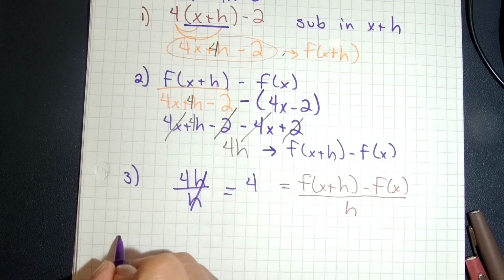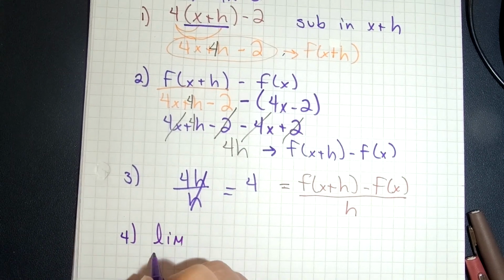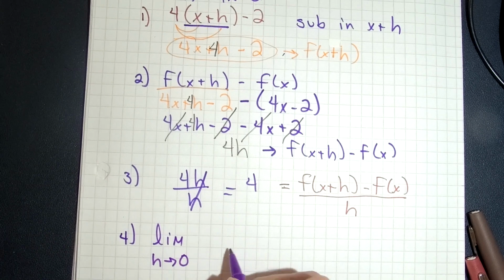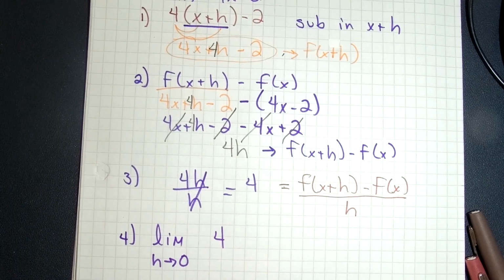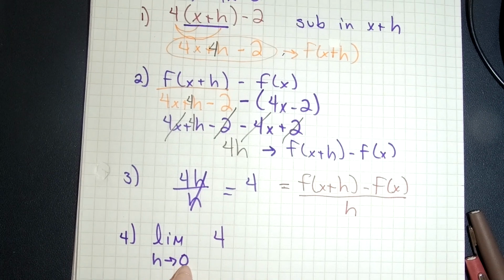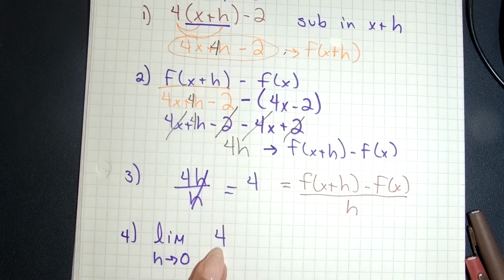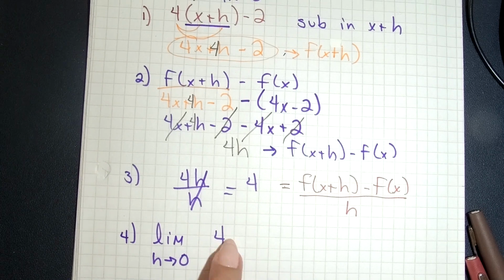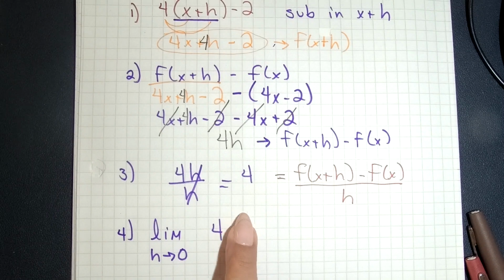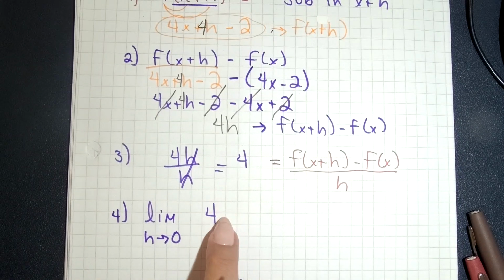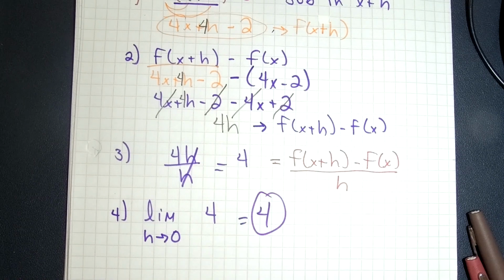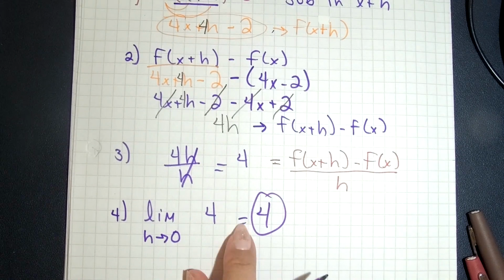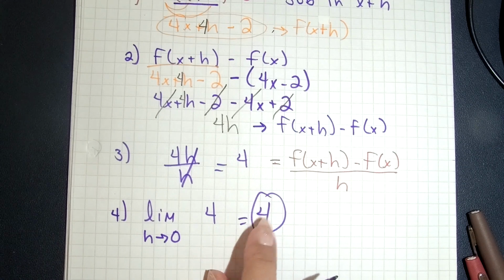Okay. All right, and the last step tells me to find the limit as h approaches 0 of 4. When we have a limit, what do we do to the x's and the number? We plug in. Do I have any h's to substitute in? No. Going back to our limit rules, the rule for constants is just that limit. So this is your final answer.